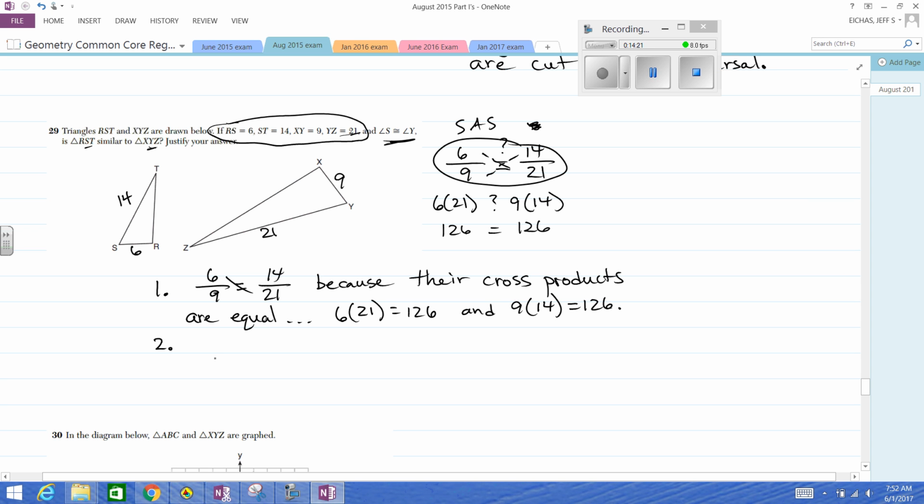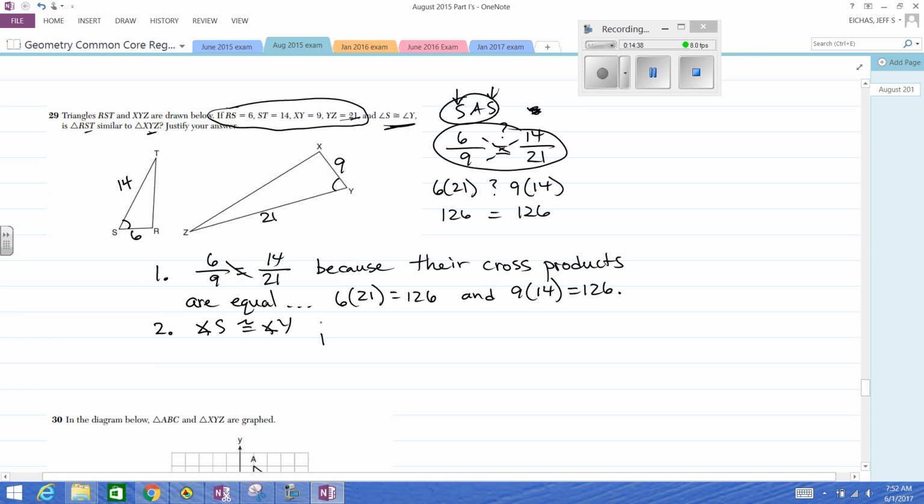All right, so that gets us really both the S's here. Kind of keep track of what we're doing. Now, what we need is the included angles congruent. And that is what they give us. So angle S is congruent to angle Y. That's because it's given.